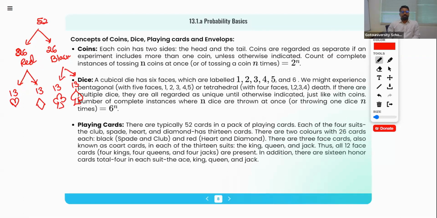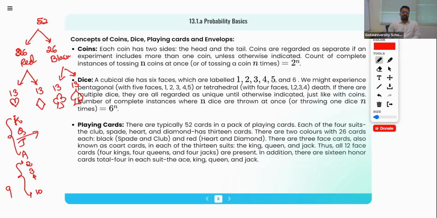Out of these 13 cards, there is one king in each of the suits; we call them suits. King, queen, jack, and ace. So in each of the 13 cards, we'll have one king, one queen, one jack, and one ace. After that, we'll have the numbered cards 2, 3, 4 till 10. Can you tell me how many numbered cards there are in each suit? 9 cards, right? So that means for the remaining 4 cards, there is a name for them.